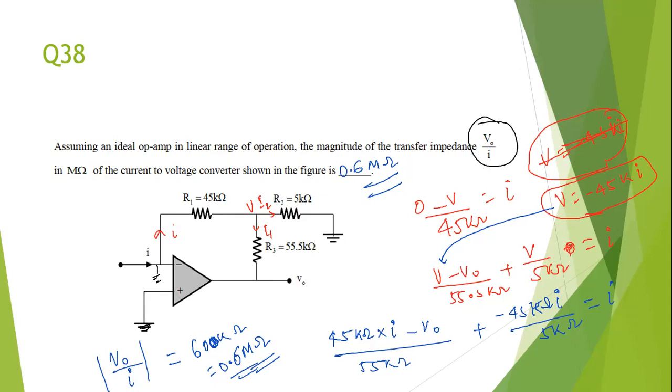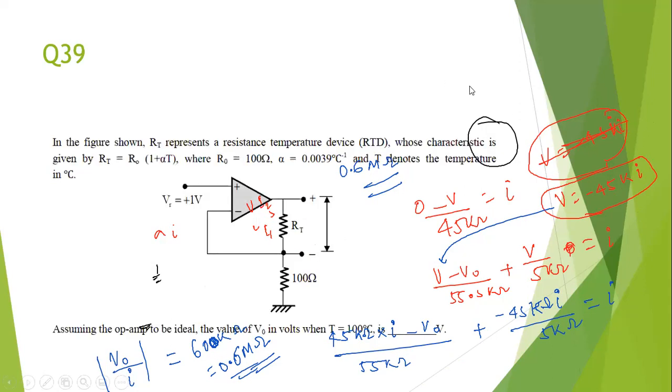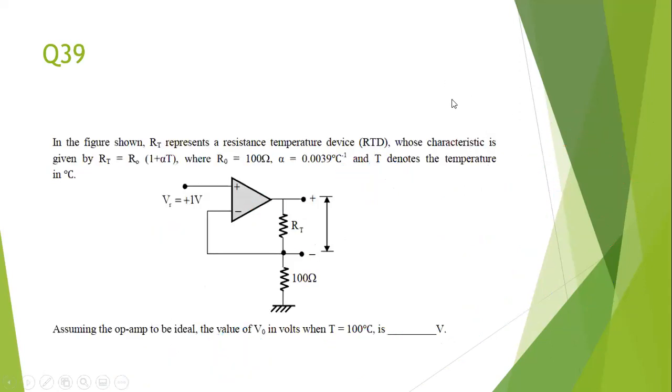Now, next question. Question number 39. This is your RTD. So this device is RTD. As you know, RT equal to R naught times 1 plus alpha T. R naught is 100 ohm. This is your alpha. T denotes the temperature.